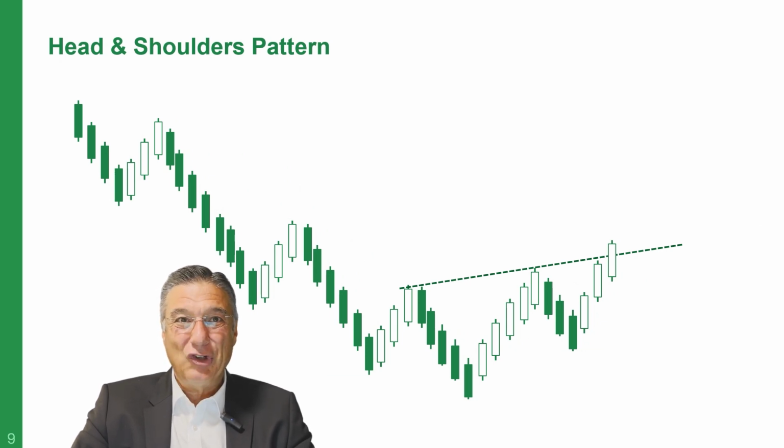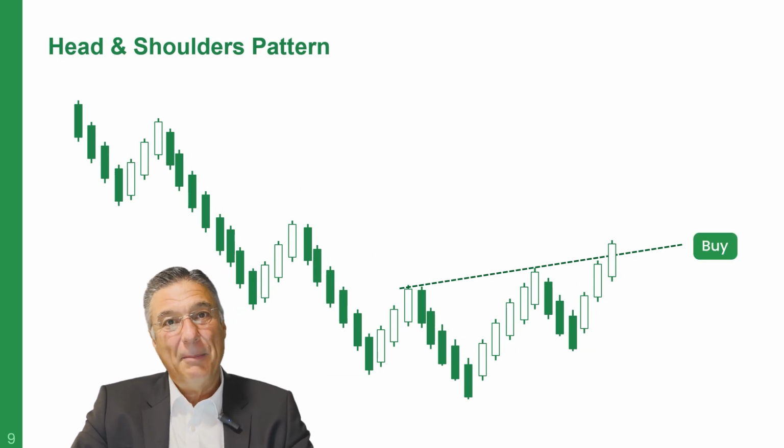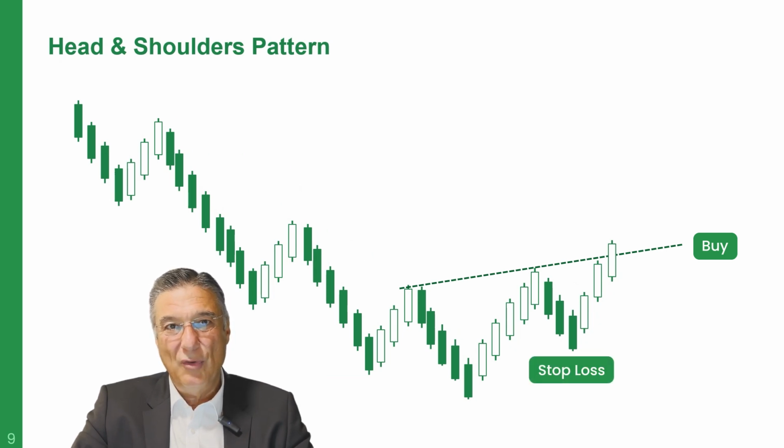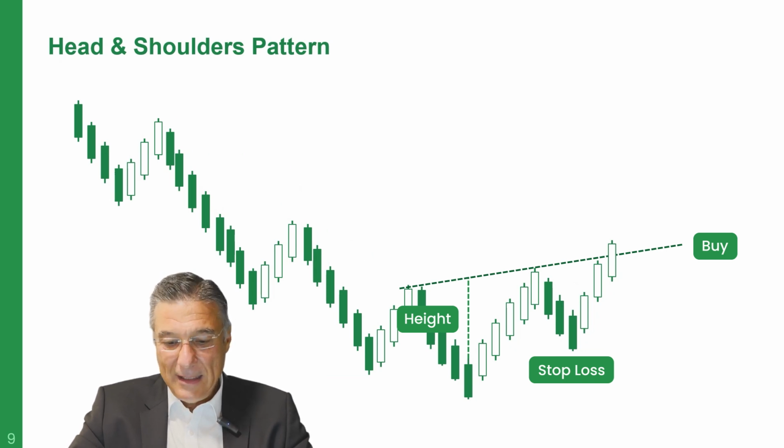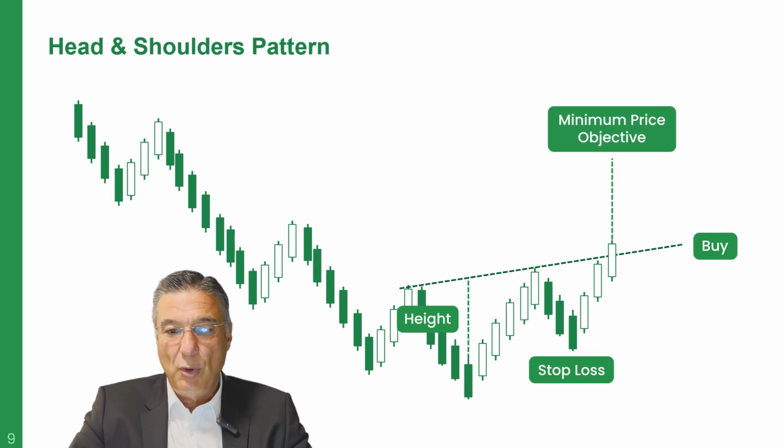Excellent. And how do we trade the inverse head and shoulders? Well, we place a buy order right above the neckline, and then a protective stop loss right below the last bottom. And of course, now we have to see how to take our potential profit. Inverse head and shoulders has its own way of doing that by taking the height of the structure, which is the distance between the head and the neckline, and projecting it from the breakout point. This is the minimum price objective.